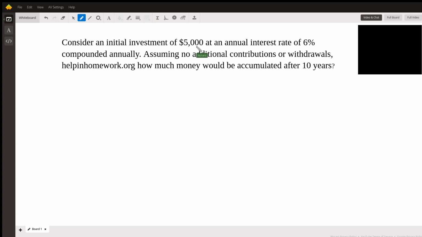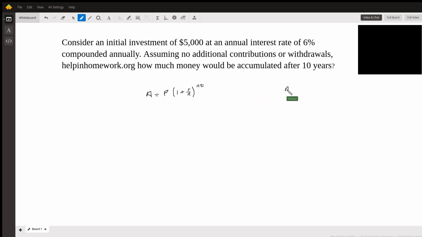So when you put money in a bank account or you buy a stock or a bond or whatever, and you spend $5,000 to buy it, and it pays out an annual interest of 6% every year. So the formula that we're going to use is A equals P times 1 plus R over N, to the NT.